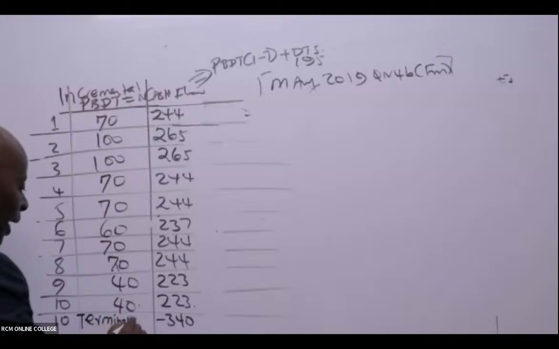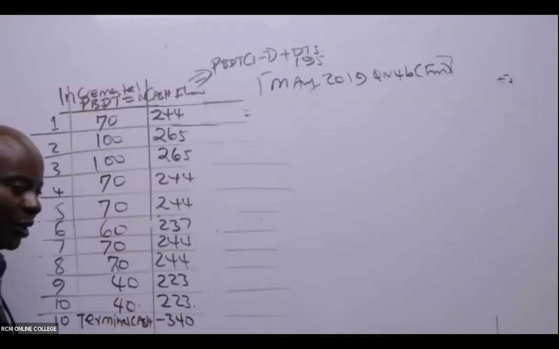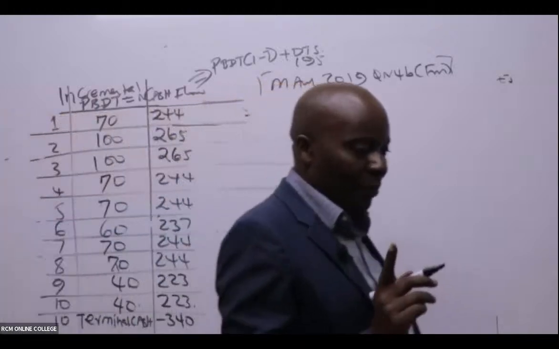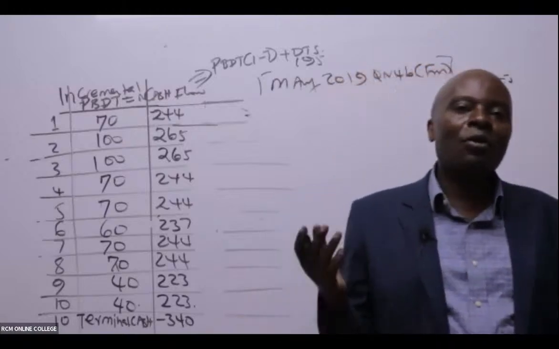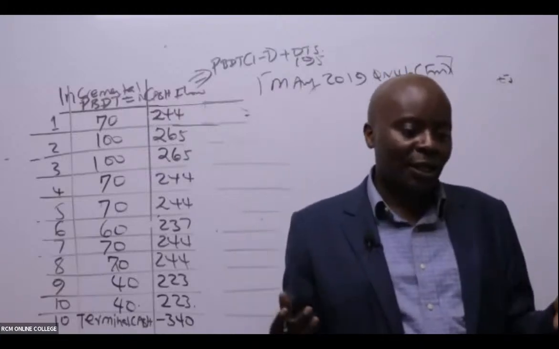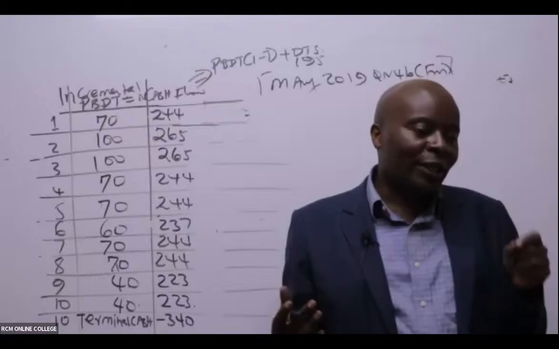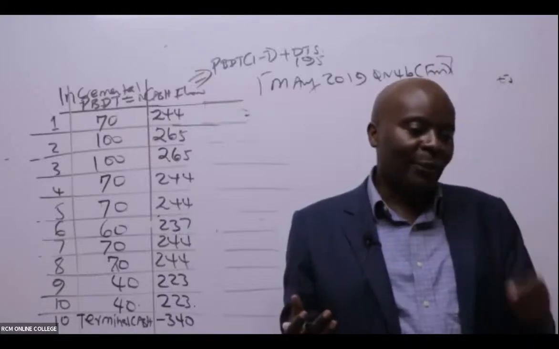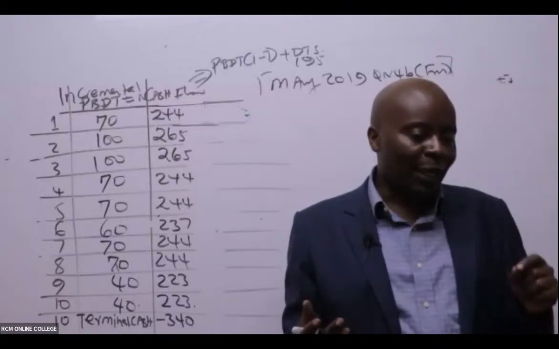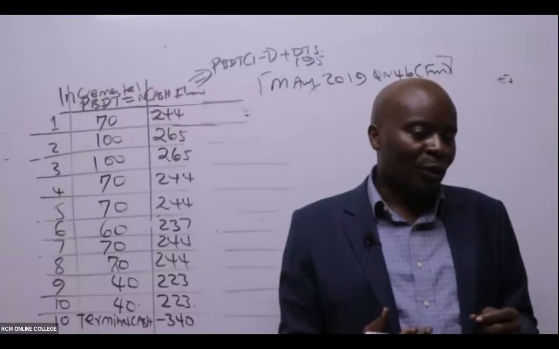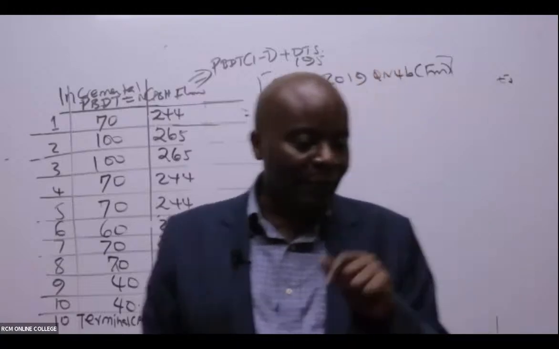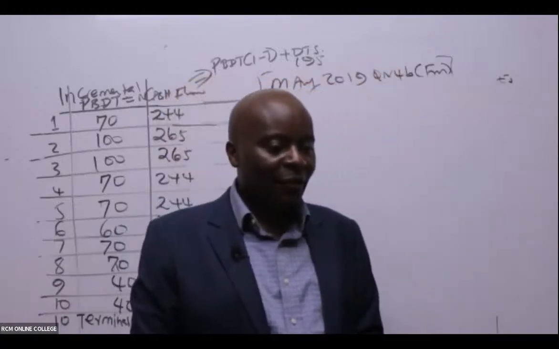Terminal cash flow. Was it minus 340? Walter, was it minus 500? Perhaps Walter has just come now. Have you forgotten that working we did, looking at the incremental, which gave us an incremental of minus 340? Are you able to remember that? Is everybody able to remember that minus 340?